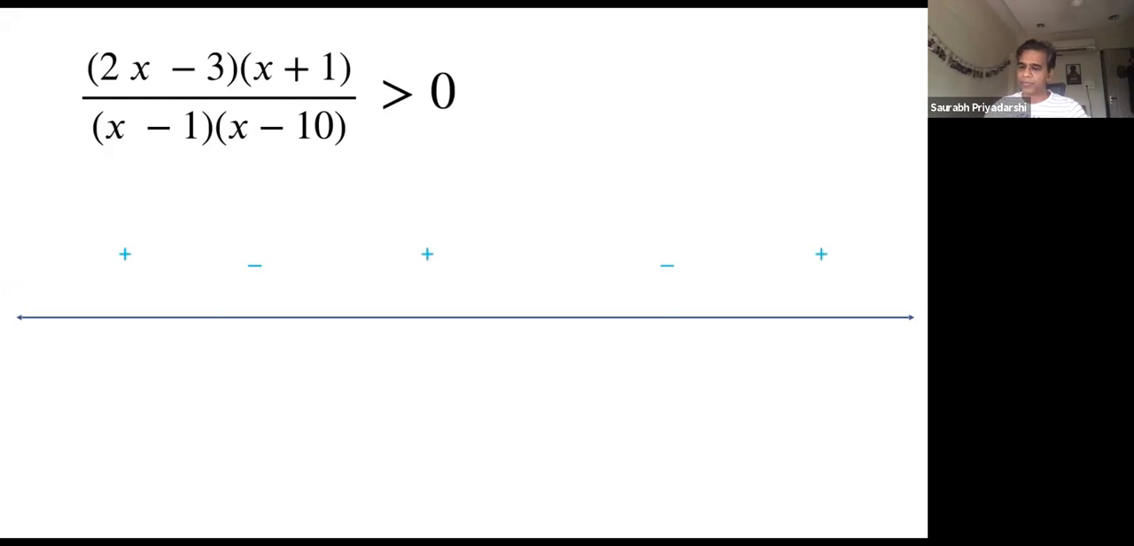See, right? It's coming 10, 3 by 2, 1, minus 1, right? Where this will be positive and negative. So put any value greater than 10. This all are positive. Then the wavy curve.